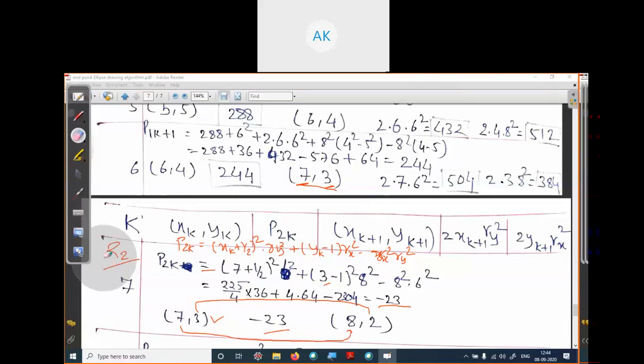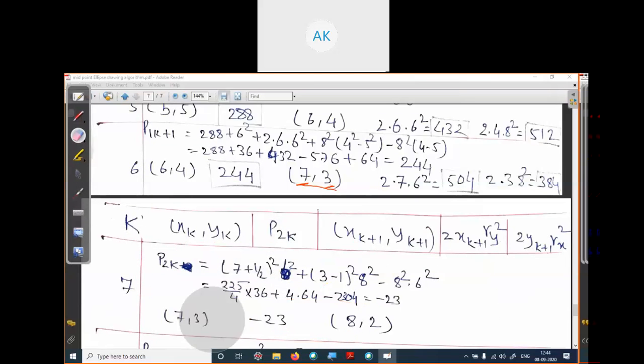Let's calculate the remaining points of region 2. Again, one question I am asking all of you: where do we stop calculating the points of region 2? At what condition will we stop calculating for region 2?